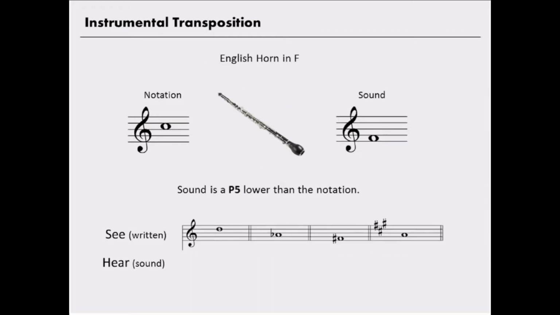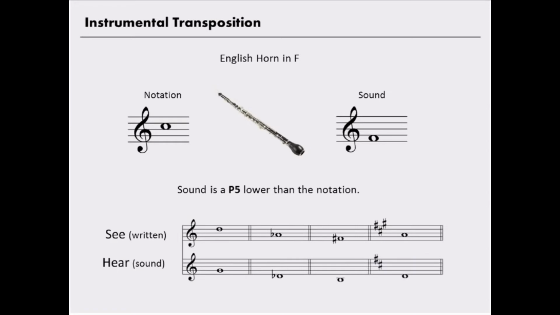How about for English horn? English horn is in F. So a notated C, a written C, would sound like F, and so the sound is always a perfect fifth lower than the notation. And so a written D would sound like G, a written A flat would sound like D flat, and F sharp would sound like B. If we saw English horn music in the key of A, it would sound in the key of D.